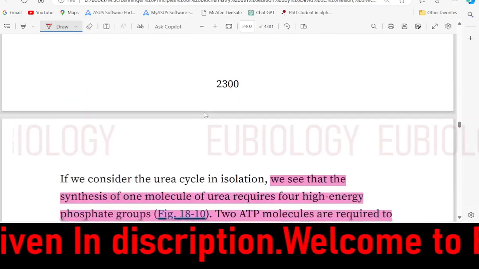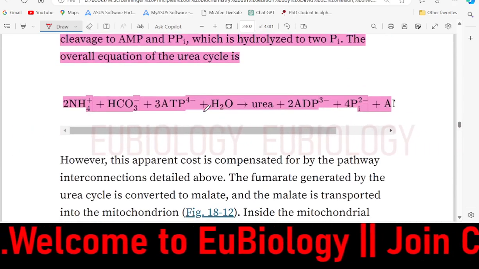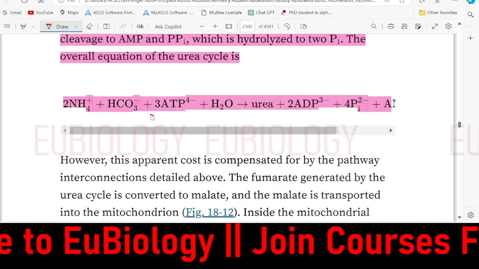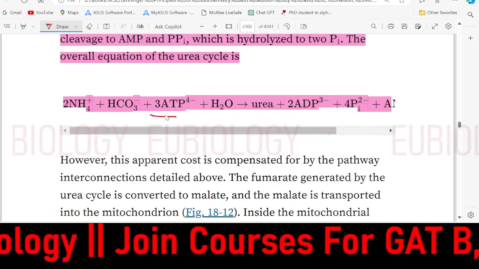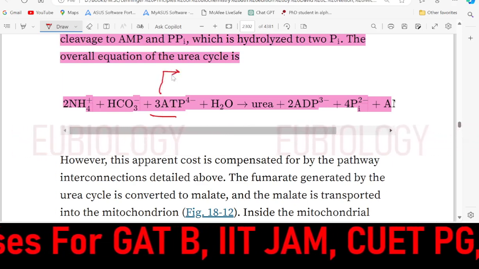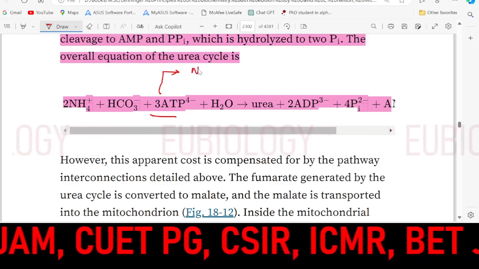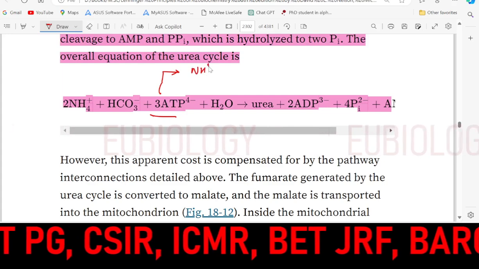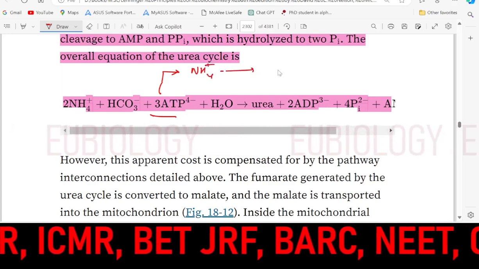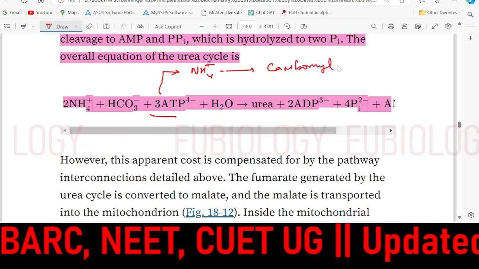Now how much ATP you formed in the urea cycle. This is the very important. Okay, so you remember only 3 ATPs you required. So can you guess where these 3 ATPs are required? So the first ATP you will required into the conversion of the NH4 plus into the carbamyl phosphate.